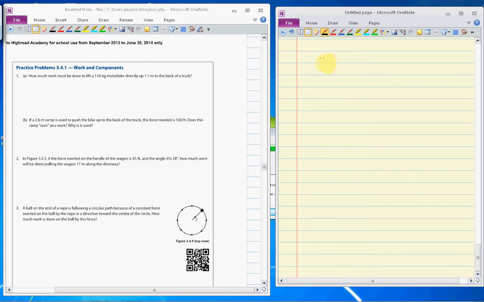Well, work is change in energy. So work in this example is equal to the change in potential energy, which is equal to mg delta H. Simply a matter of 110 times 9.8 times 1.1 gives me 1,186 joules. All right?